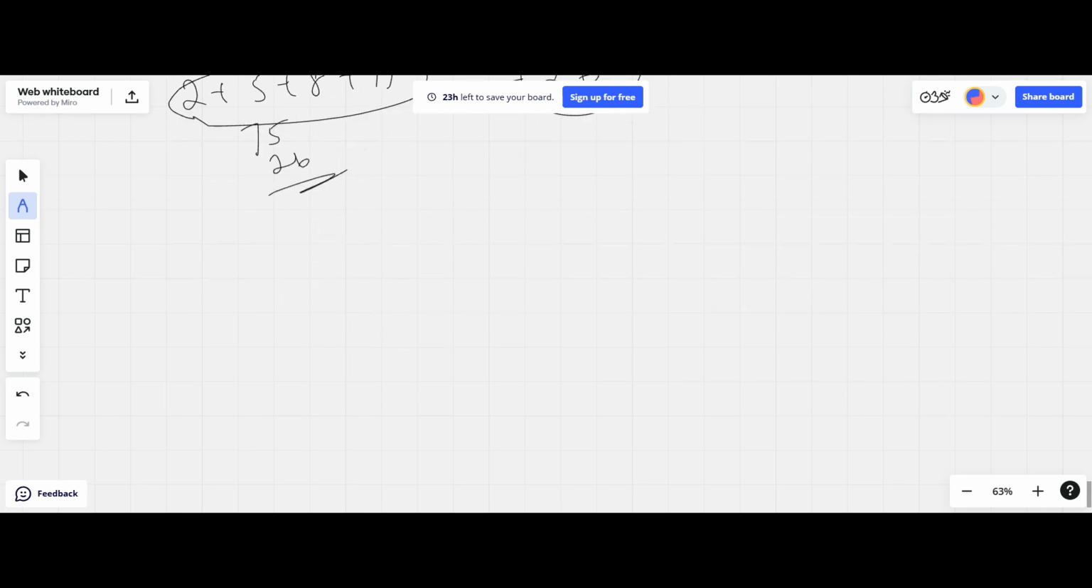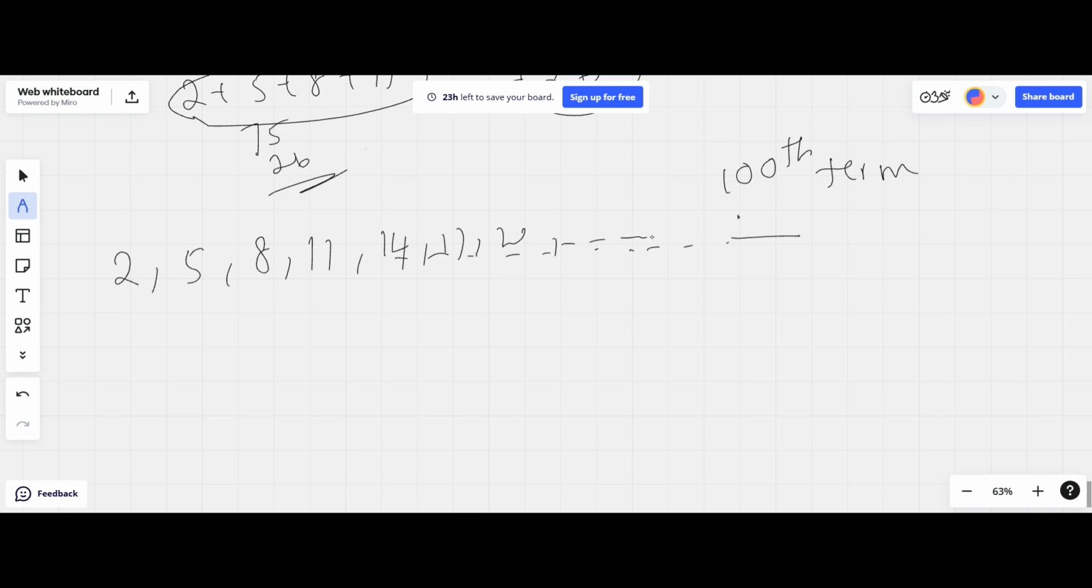Let's say the sequence is 2, 5, 8, 11, and it goes on up to the 100th term. There are 100 numbers, not four. The next numbers would be 14, 17, 20, like that. It goes on, and there are 100 numbers in this sequence. Now they are asking for the sum of this sequence.